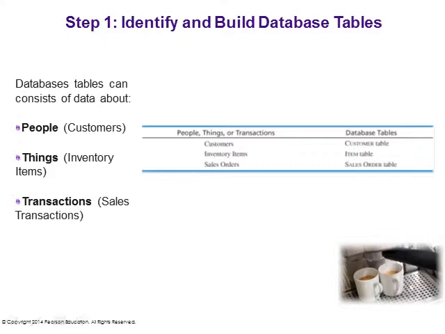And so after identifying these people, things, and transactions, we identify the corresponding database tables that will be needed. For example, information about customers will be stored in a customer database table. Information about inventories might be stored in an inventory database table, etc.